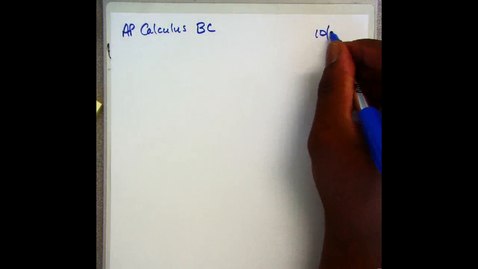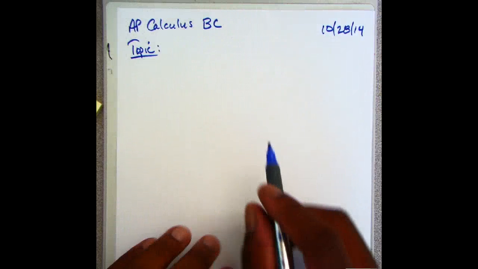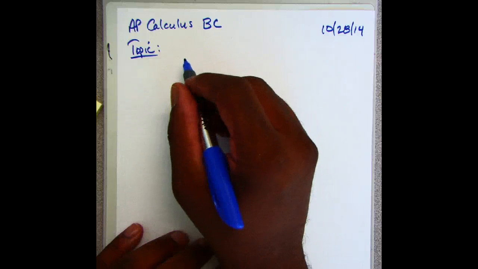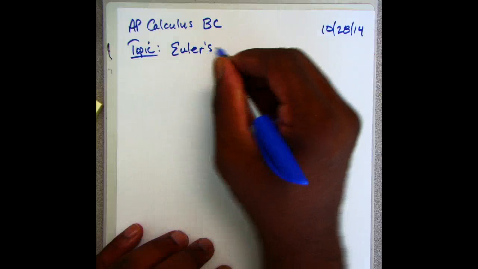Today is the 28th. And our topic is Euler's method, and it's spelled E-U-L-E-R.